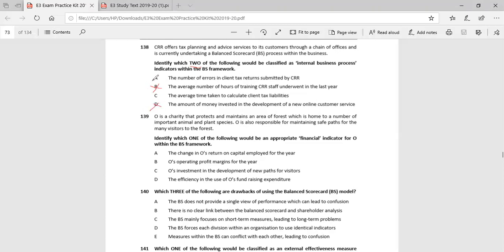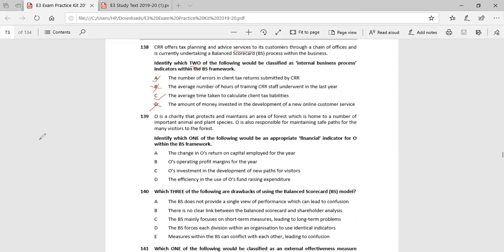Why is A right? A is talking about how they work. Now this is a services business. So what are they looking at? They are undertaking the tax returns issue. So the number of errors in client returns, so no defect in work. Fine. Then the average time taken. So the setup time, operating time, cycle time, all of them come under a part of internal business process. So A and C is correct.